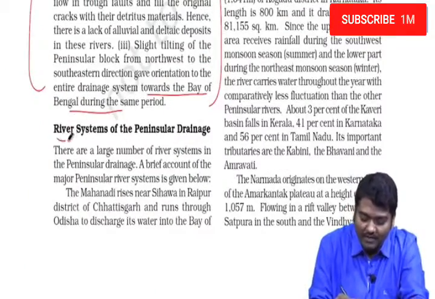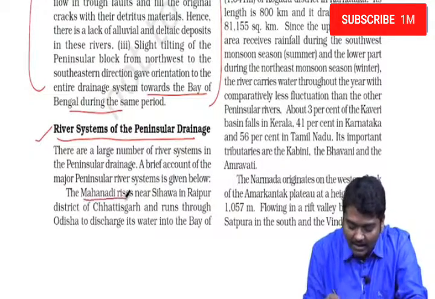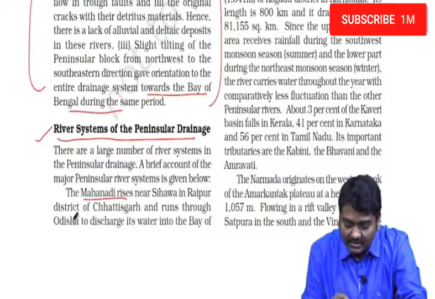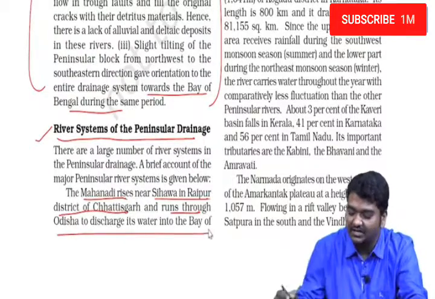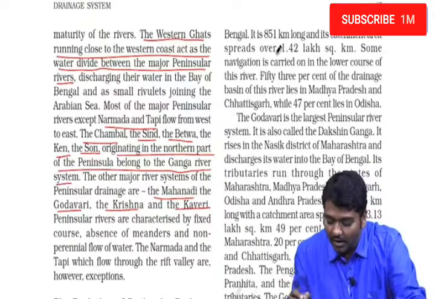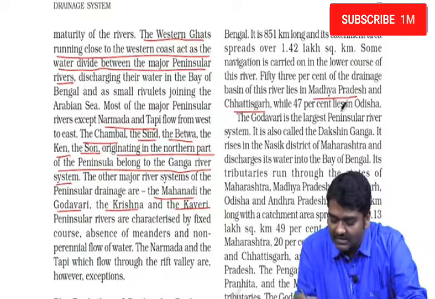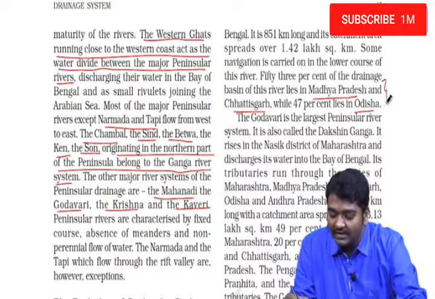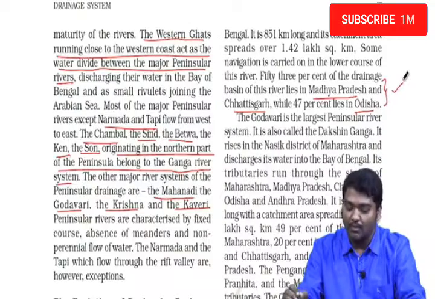Now the river systems of the peninsular drainage that we need to see. First let us take the Mahanadi river, which starts near Sihawa in Raipur district of Chhattisgarh, and runs through Odisha to discharge its water into the Bay of Bengal. Correct? You need not remember anything, you just need to see that it flows through Madhya Pradesh, Chhattisgarh and Odisha, because whenever there is a dispute on the Mahanadi river, these three states come. So this is important for you.